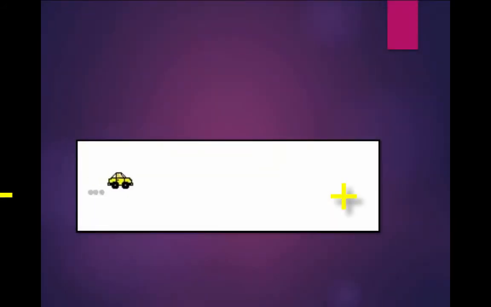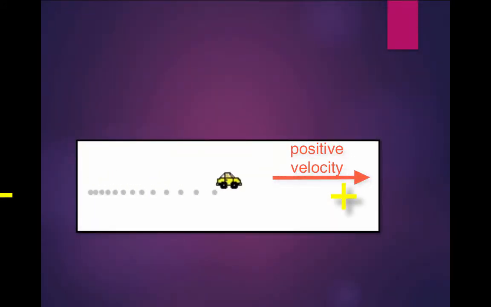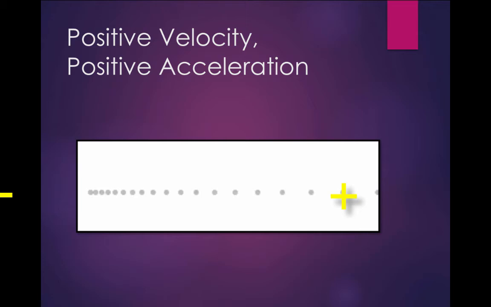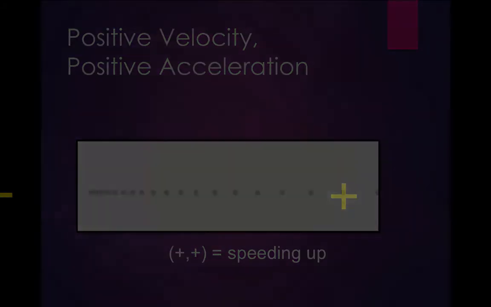This car is moving to the right, so it will have positive velocity. Now if you think of acceleration as the push on the vehicle, the push is to the right as well. That's why it speeds up. So it has positive velocity and positive acceleration. If an object has positive velocity and positive acceleration, same signs, you have speeding up in a positive direction, in this case to the right.